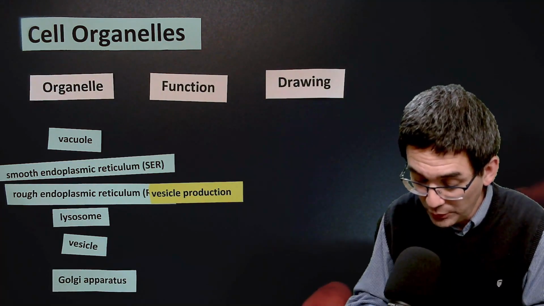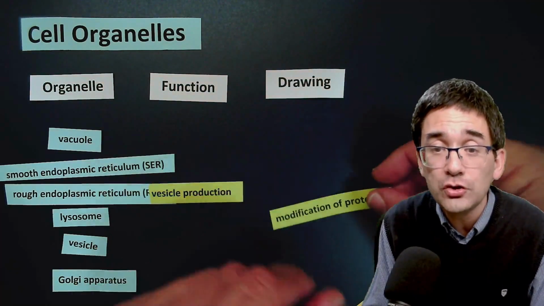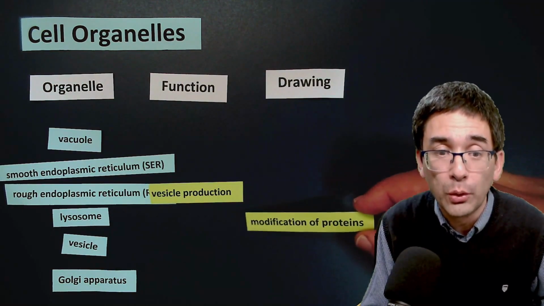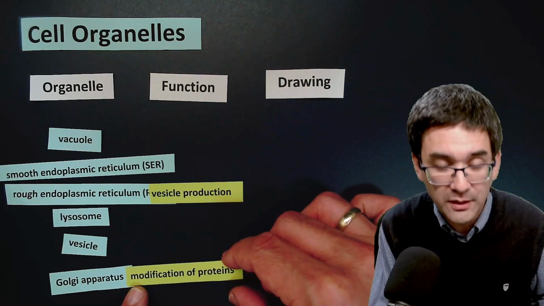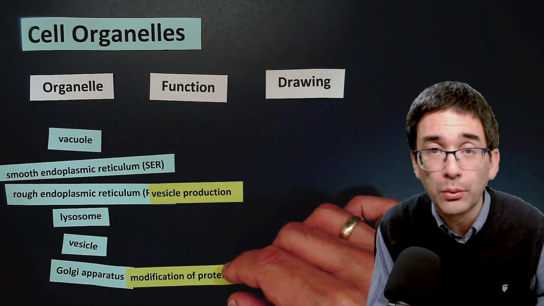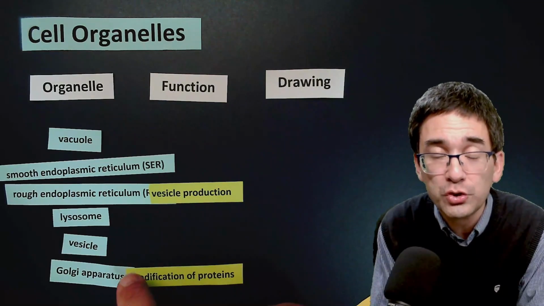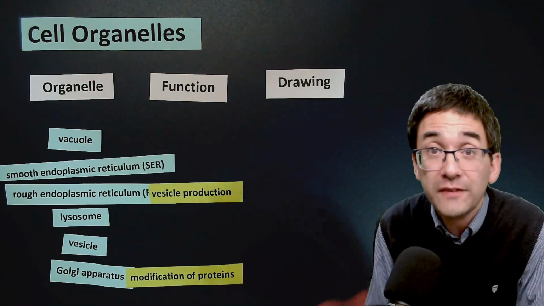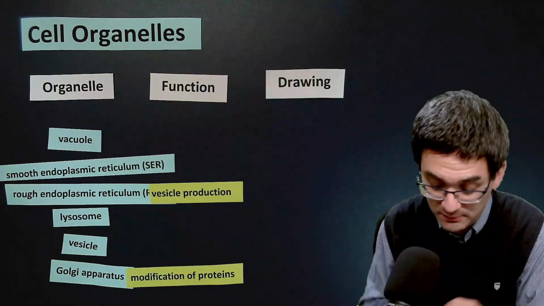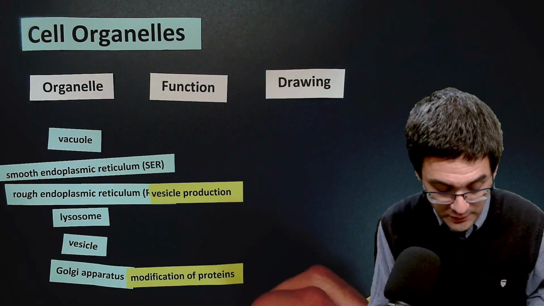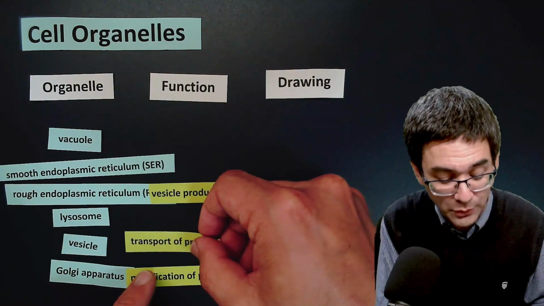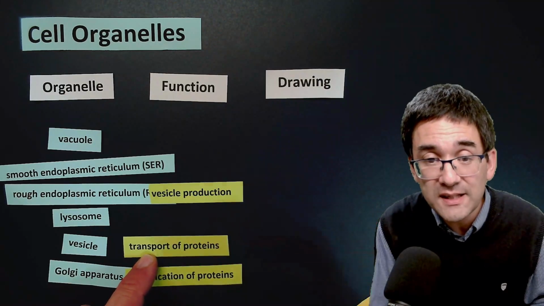What do we have over here? Modification of proteins, modification and packaging of proteins. This is the task of the Golgi body. So in other words, proteins are transported by vesicles to the Golgi body, and the Golgi chemically modifies them and finishes them and finalizes them. So that's here. What else do I have over here? Transport of proteins. Yeah, I think I already mentioned. Proteins are transported inside the vesicles.